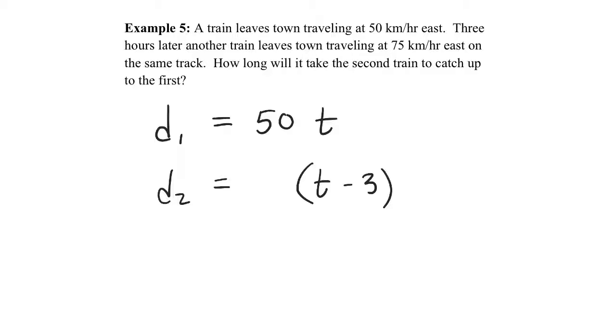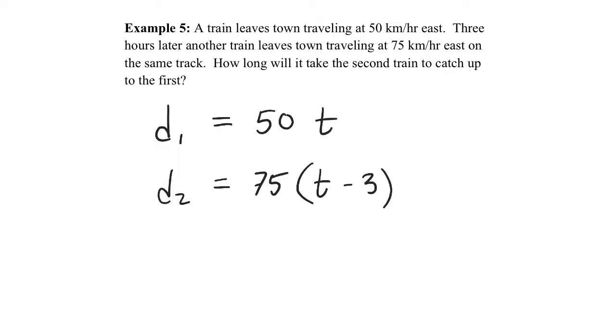Take a look at what I just did. I'm going to fill in the blank, obviously. But again, if the first train has been traveling 20 hours, the second one is traveling 17 hours. It's always 3 hours behind, so whatever T is for the first train, this one is 3 less. And we know that this is traveling at a rate of 75.